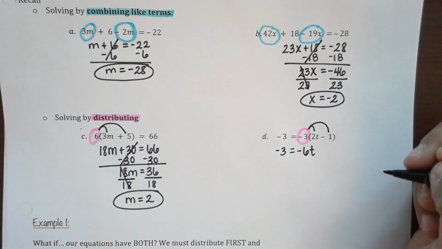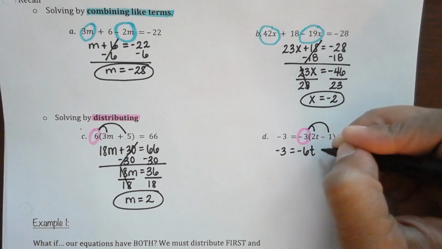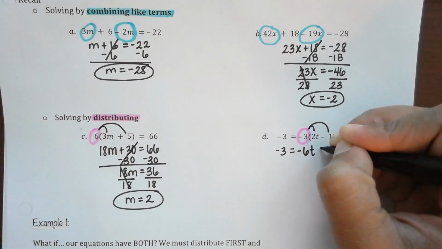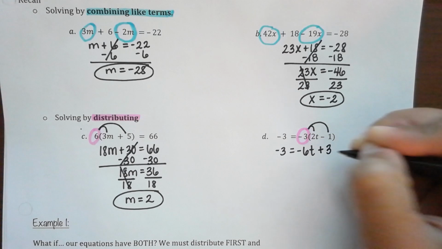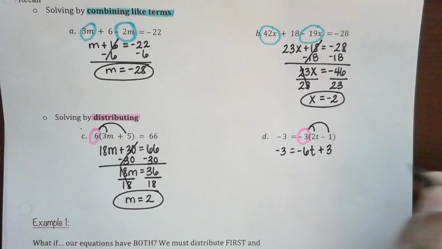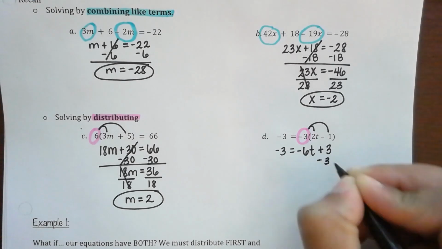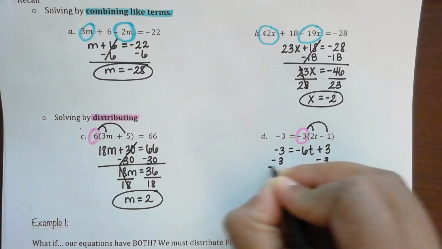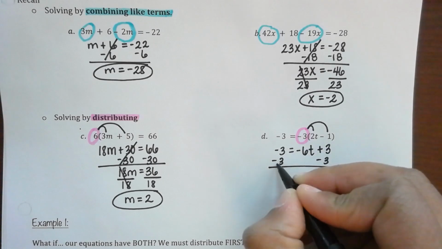Negative 3. Two negatives make a positive whenever you're multiplying or dividing. So what should go behind this t? Plus 3, because that's negative 3 times negative 1 at that point. Any questions on that? All right, two-step equation. What's my first step? Minus 3, because that's my constant. Left to right, what's being typed in?